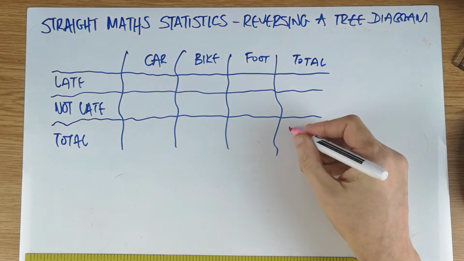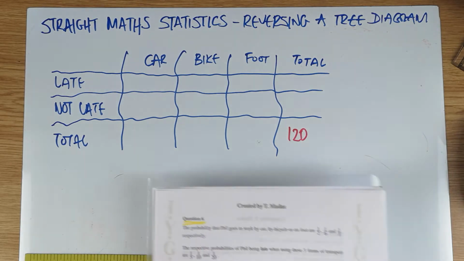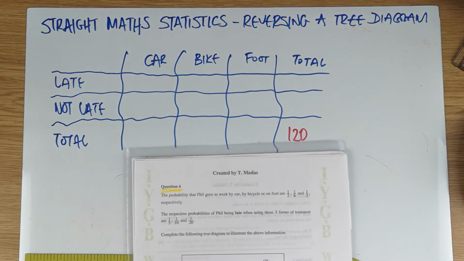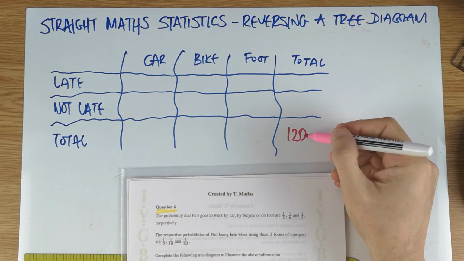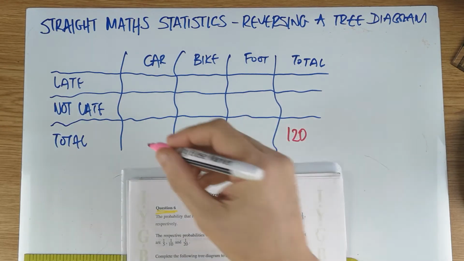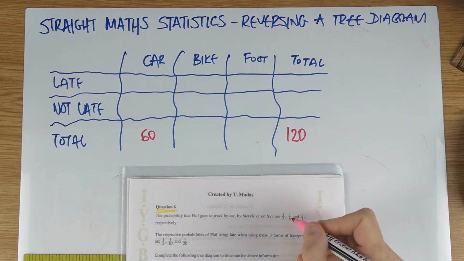Let's say we have 120. You can see where the 120 came from: it is to make my calculations very, very easy. Now, the probability that Phil goes to work by car is a half. So that means out of the 120, he traveled by car 60 times.